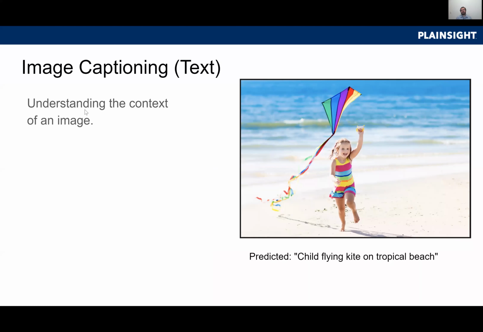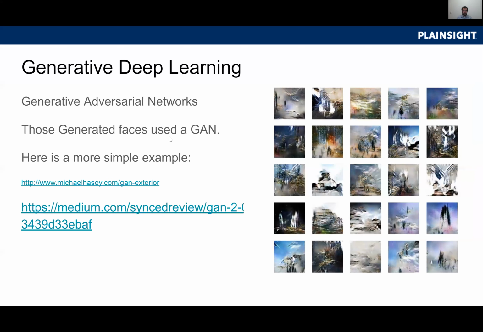Image captioning, so you can combine CNNs, convolutional neural networks, which is the most common type for computer vision right now, with other types of neural networks, like an RNN, recurrent neural network, which does time series stuff. And you can actually train a model on context understanding, like in this case, not just saying kite, child, beach. It can actually be like, a child is on a beach flying a kite.